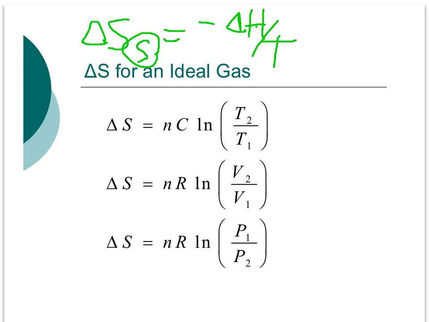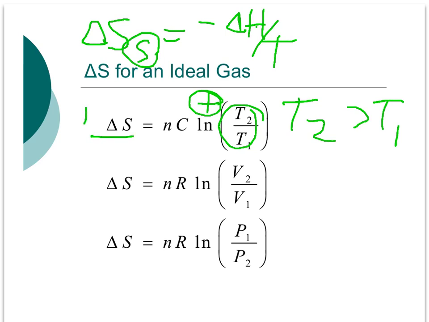So let's take the top one. The change in entropy is equal to n, the moles of gas, C, the specific heat of the gas, times the natural log of the ratio of the two temperatures. Hopefully this makes intuitive sense: if T2 is bigger than T1, so we're increasing the temperature of our sample of gas, then the ratio T2 to T1 is greater than 1, and the natural log of anything bigger than 1 is a positive number, which makes delta S positive. So, bottom line, you heat a gas up, the entropy goes up.